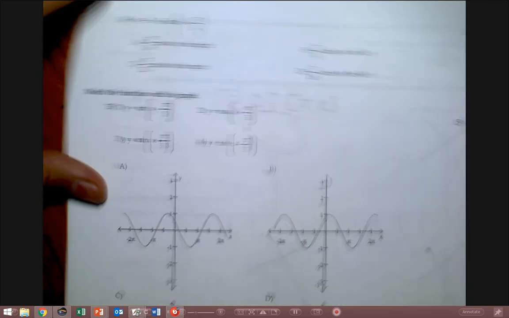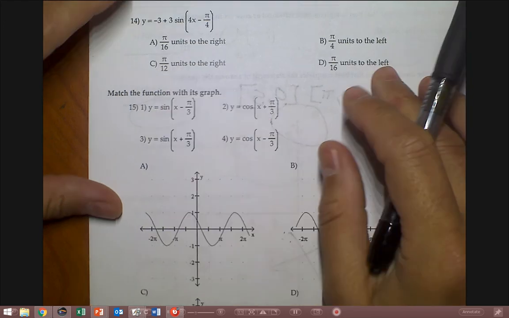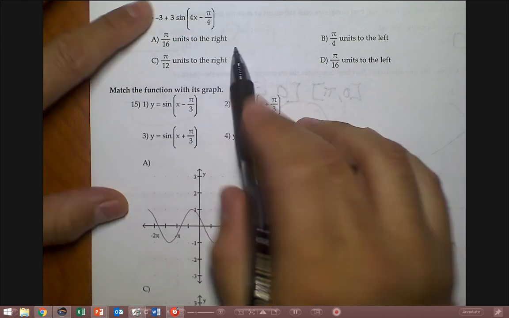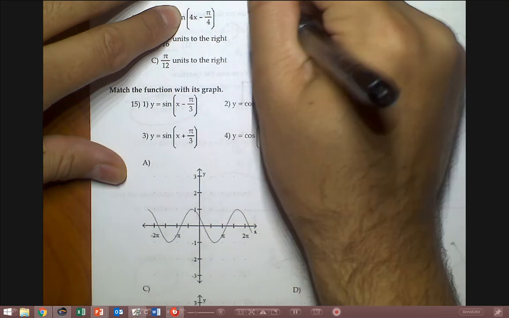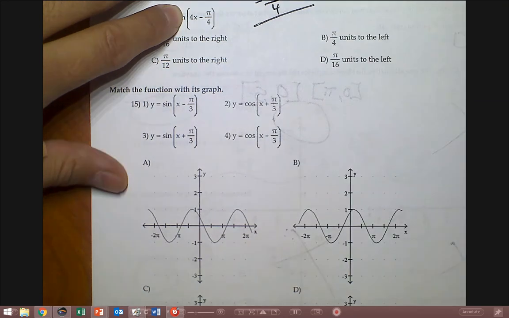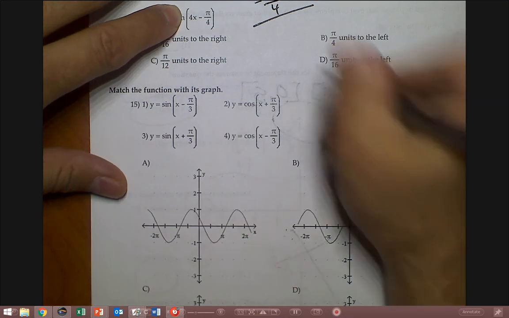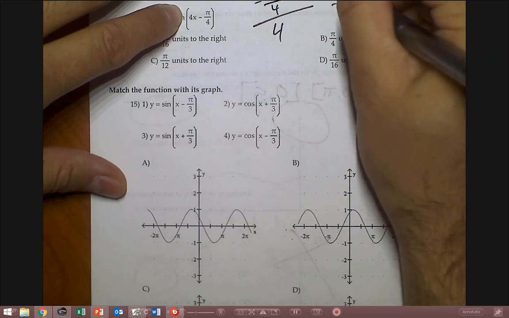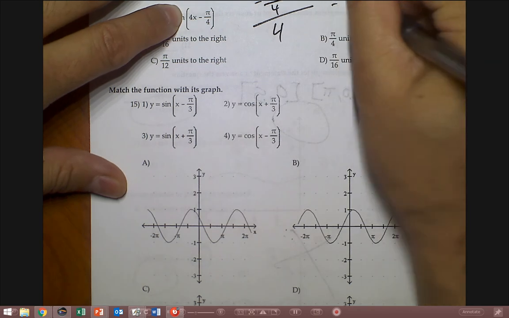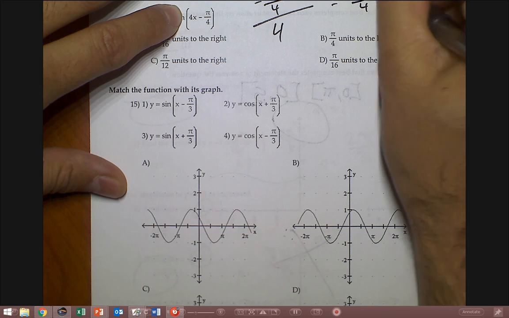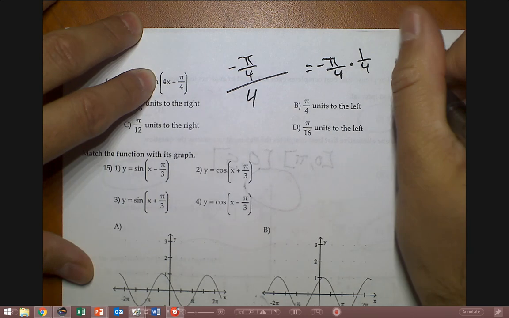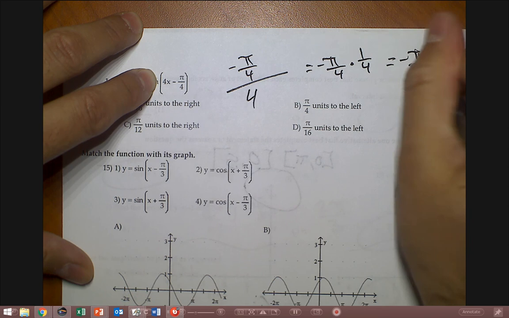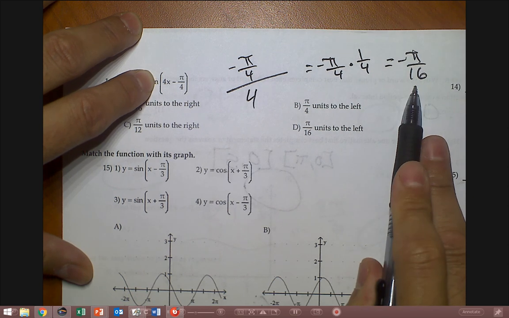It's asking for the same thing for 14. Okay, what is the phase shift here? So now this one is going to be negative pi over 4 divided by B. What is my B value here? 4. So it's negative pi over 4 divided by 4, right? Multiply by the reciprocal. So I should get negative pi over 16. So it means it's pi over 16 to the right.